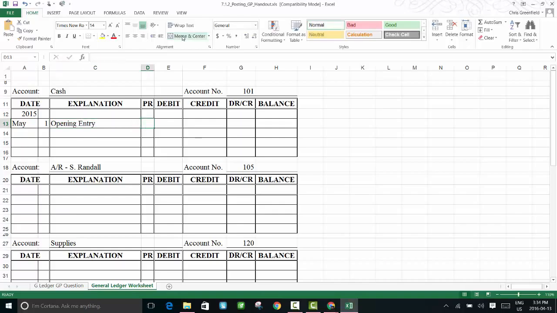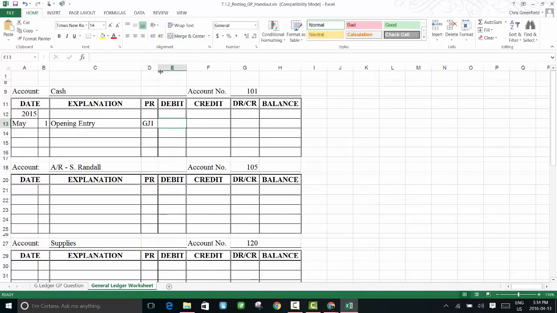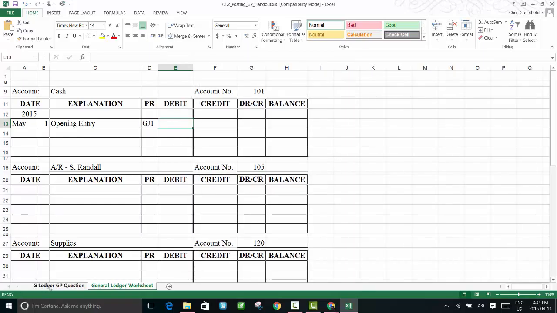Remember the posting reference. This is a combination of the document and the page number from which this came from. It came from our general journal, so we're going to put in GJ, and it was page 1. If it doesn't fit, you can just expand that column a little bit. All right. We had a debit for that entry. It was for $100, if I recall. Yep. So in my debit column, I'm going to put $100.